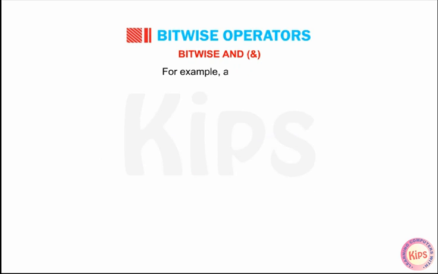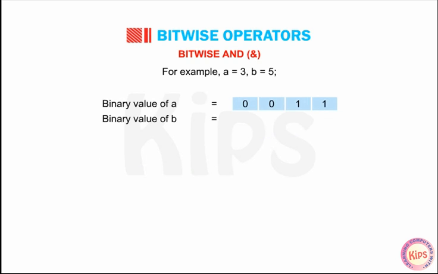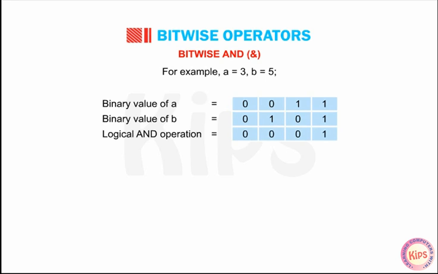For example, a = 3, b = 5; binary value of a = 0011, binary value of b = 0101. Bitwise AND operation is equal to 0001. Hence, the decimal equivalent of the result is 1.